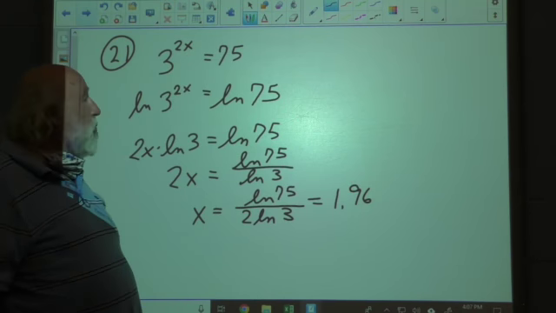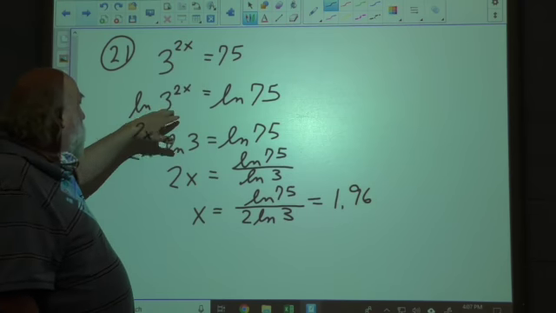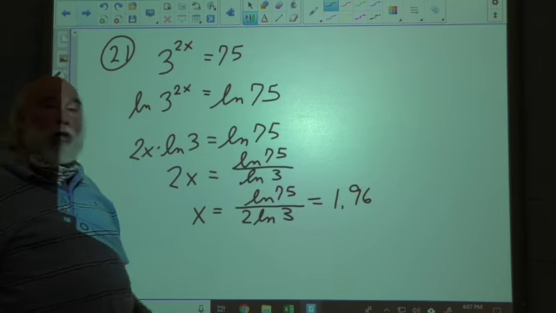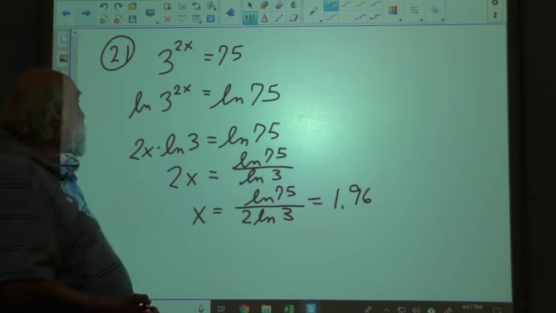Well, what are we going to do about that? Well, we need to get rid of that exponent. Bring it out. So what we do is we take the log of both sides. Now I use natural log. You can use the log. It will give you the same answer.